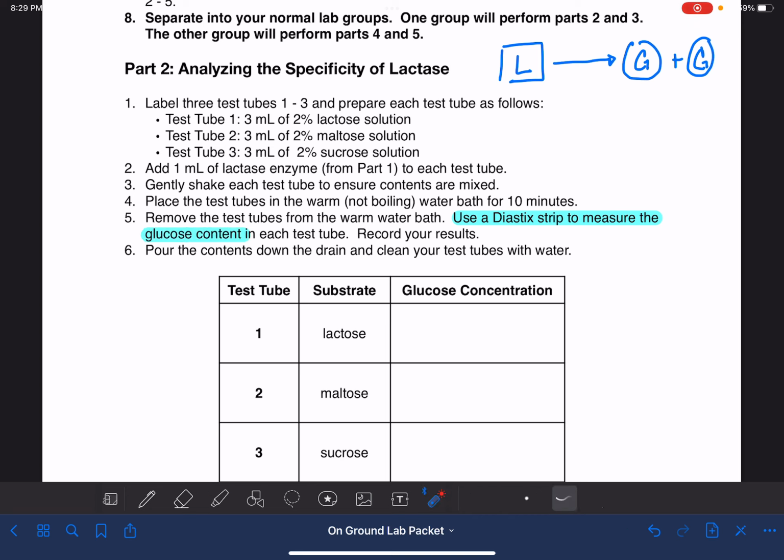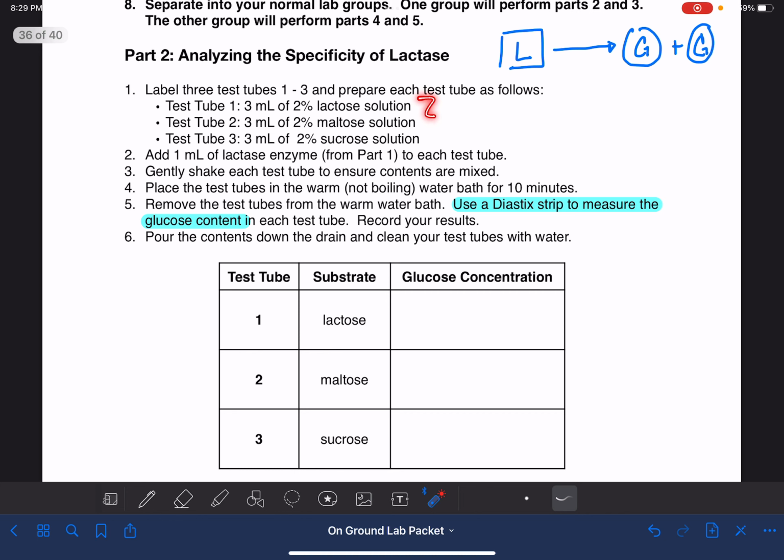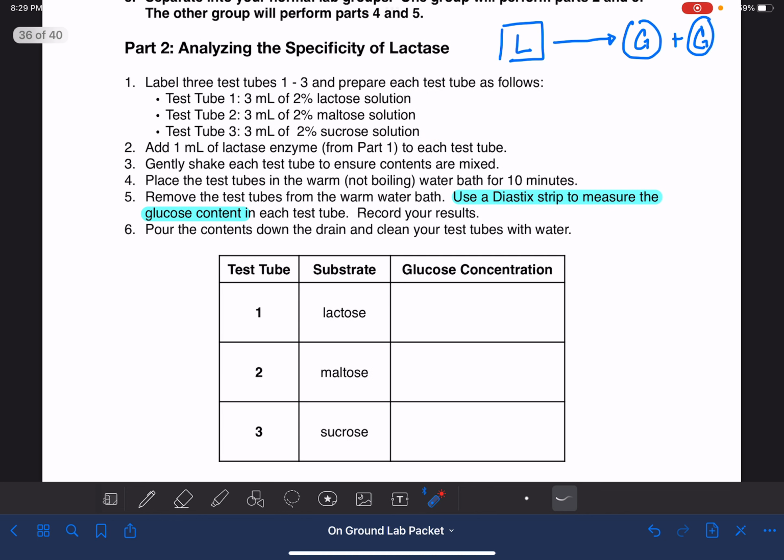So in part 2, in the first experiment testing that you're going to do, you will have 3 different disaccharides: lactose, maltose, and sucrose. And you are going to put the lactase enzyme in each one of those solutions and then test them to measure how much glucose is present in each one.